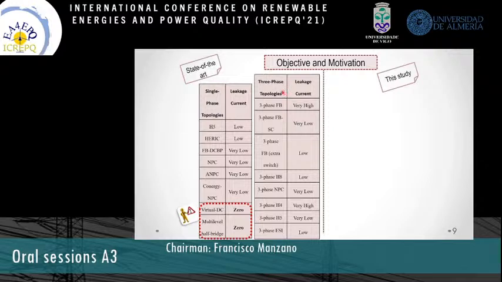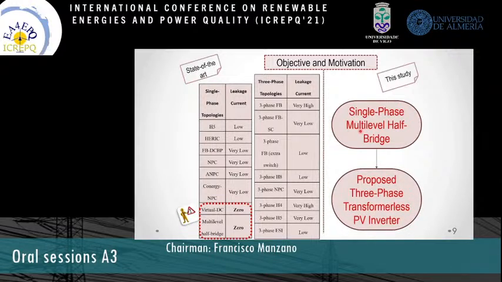As for the three-phase systems, some of the topologies failed and the others succeeded in lowering the level of this common mode current to acceptable levels. However, to the best of our knowledge, none of these topologies was able to completely remove the leakage current. Therefore, the aim of this work is to find an inverter structure that can completely eliminate the leakage current in a three-phase system. This is achieved by extending the single-phase multi-level half-bridge topology to a three-phase system.